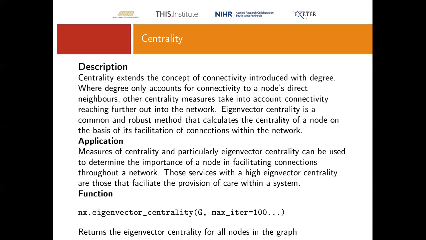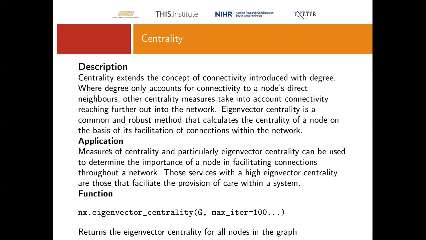Okay, centrality. So centrality builds on this idea of connectivity that we saw with degree. And whereas degree is a nearest neighbor approach, only looking at those nodes that are closest, eigenvector centrality in particular looks at the facilitation of connections within a network and looks at the degree of nodes beyond the nearest neighbors of a given node.